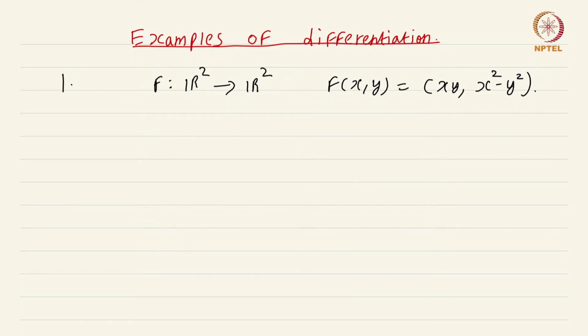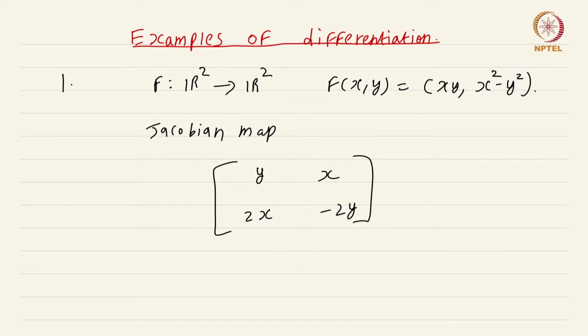Rather, it's much easier to compute the Jacobian map. So the Jacobian map is going to be clearly given by the derivative of xy with respect to x and y. That will be the first row. So that's going to be y, x. Then the derivative of x squared minus y squared with respect to x and y. So that will be 2x and minus 2y. Okay. So the Jacobian map is rather easy to compute, and this gives us a ready-made way of computing the action of the derivative on any vector.